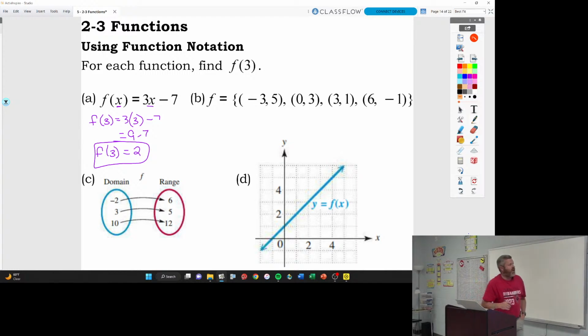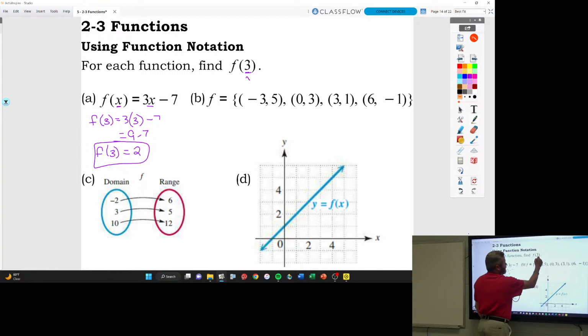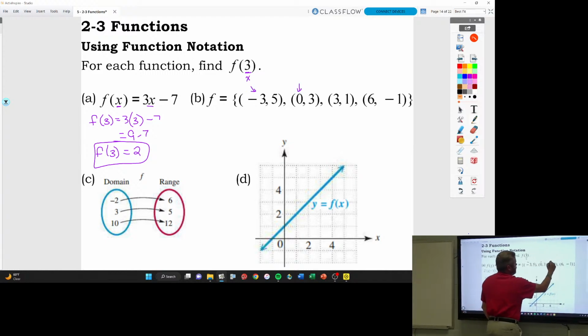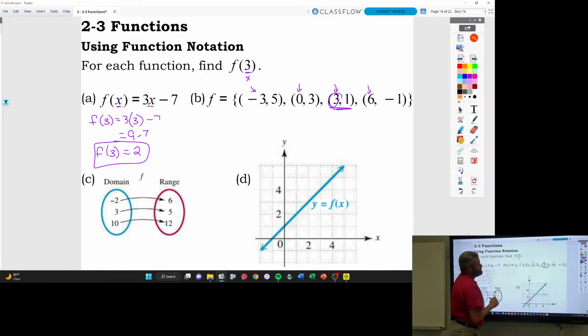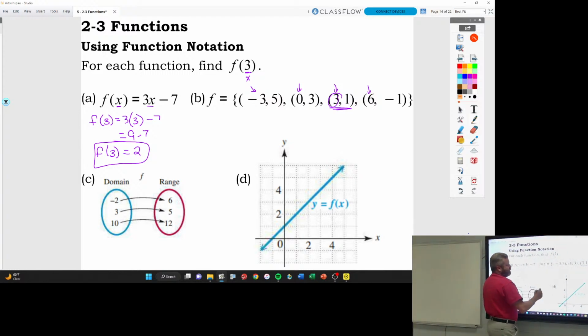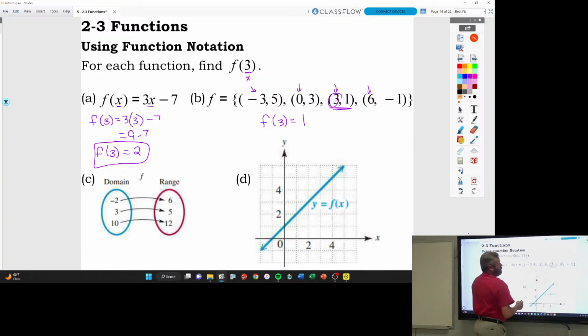Part B, find f of 3. So f of 3, remember that right there? That's my x value. So I start looking at this guy. I'm looking for an x value, oops, there it is, of 3. So that right there is my 3. So for part B, f of 3 is 1. When I plug a 3 in, the 1 is my output.